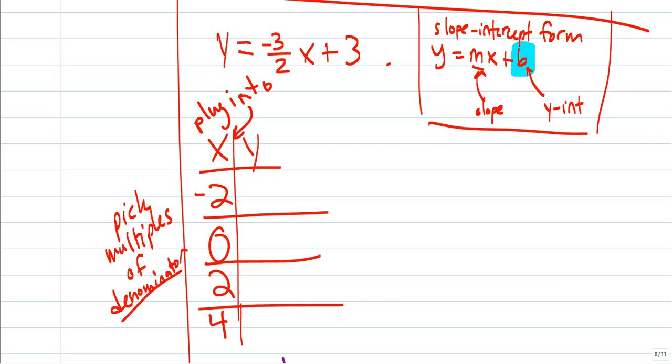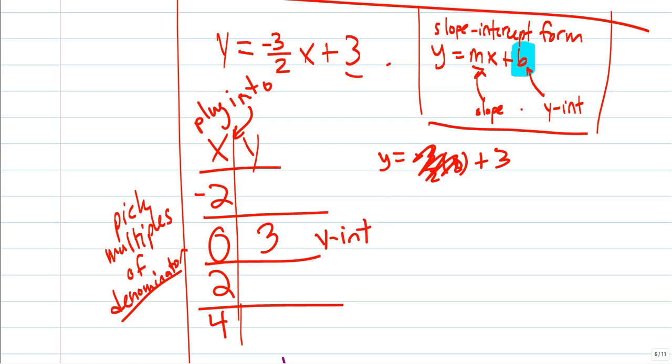Let's start with the easy one. Start with 0. So y is equal to -3/2 times 0 plus 3. What is -3/2 times 0? Y equals 3. That was nice. By the way, that 3 is the b. That b is the y-intercept. 0, 3 is the y-intercept.